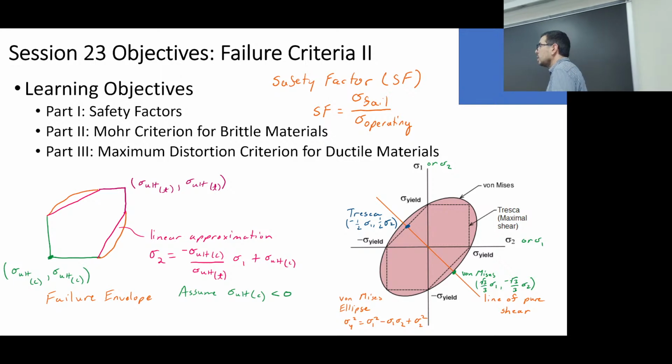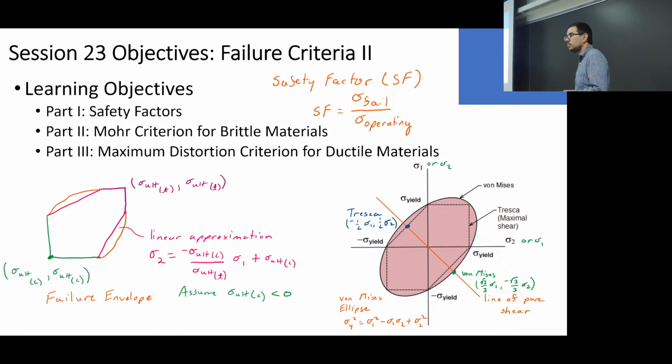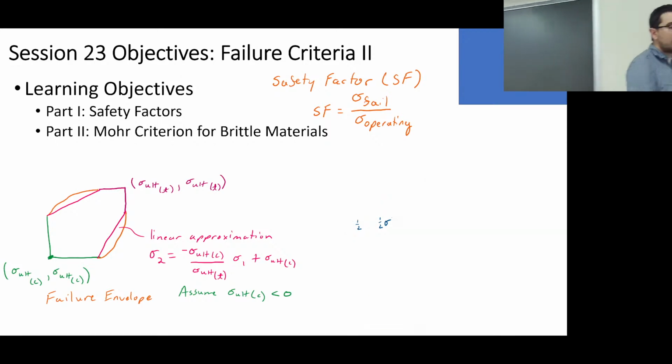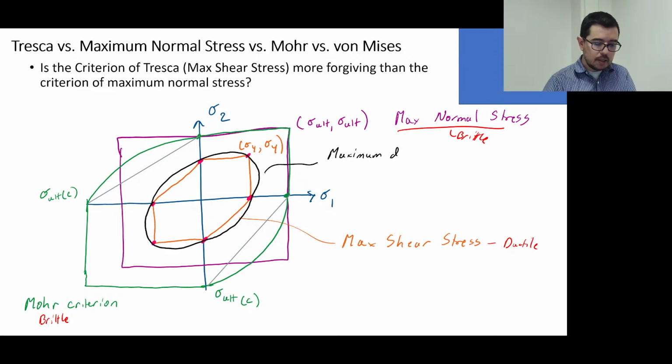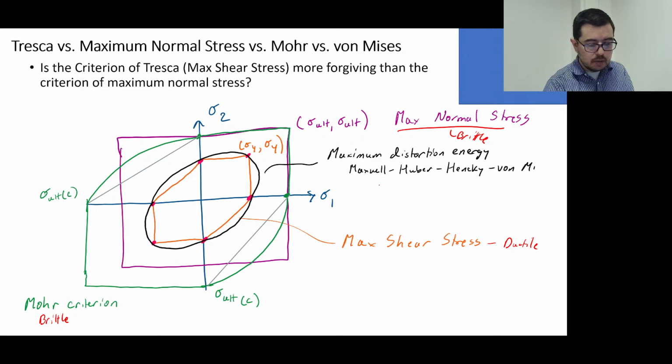Any questions? Yes. Can you point out again one more time in the chart with all of them, which ones are for brittle and which ones are for ductile? Oh, yeah. So the max normal stress, this is brittle. Mohr criterion, this is brittle. Max shear stress, this is ductile. And the von Mises is ductile.